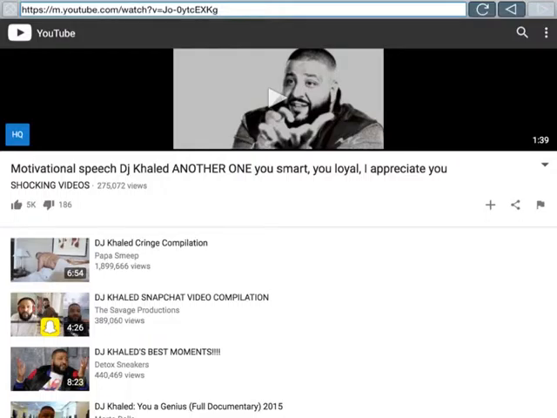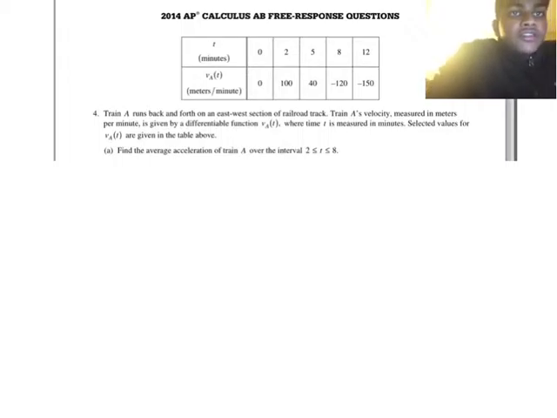We the best. Our first step is to read through what is given to us. So we are given a chart with values t and VA of t, with t given in minutes and VA of t given in meters per minute. Train A runs back and forth on an east-west section of railroad. Train A's velocity, measured in meters per minute, is given by a differentiable function VA of t, where t is measured in minutes. Selected values for VA of t are given in the table above.